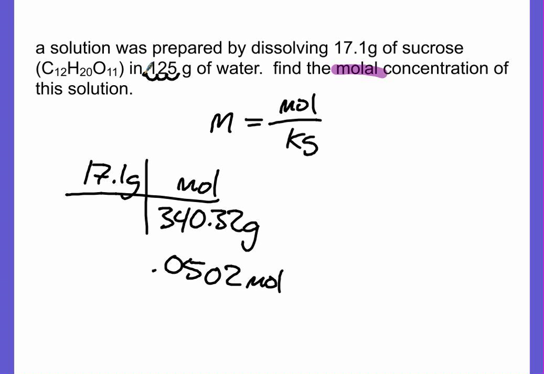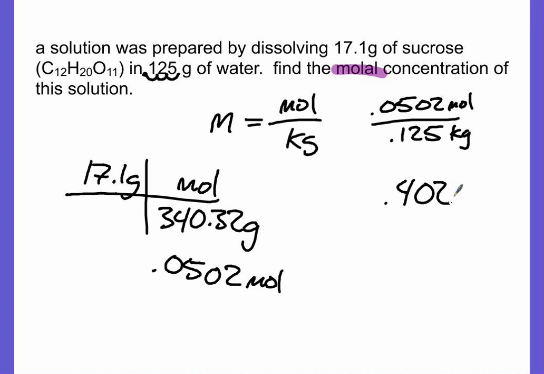So I'm good now. I just need to take 0.0502 and I'm going to divide that by my 0.125. Again, that's moles per kilogram. And I'm going to get an answer of 0.402. I need 3 sig figs again, so 0.402 molal. Right, use a little m for molality. It's a big M for molarity.